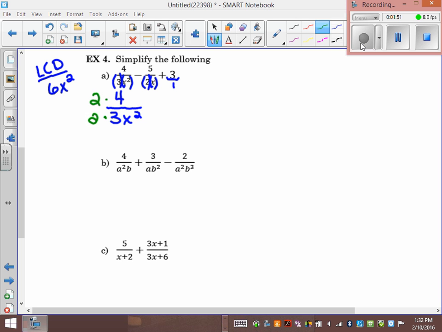Okay, then the next one, we have minus 5 over 2x. Mason, what do I have to multiply? 3x. And we do the top and the bottom. Because if we only do it to the top or the bottom, we're completely changing our equation. And then we have plus 3 over 1. Cody? Right. So if we just have a 1, we have to multiply by everything. So 6x squared.